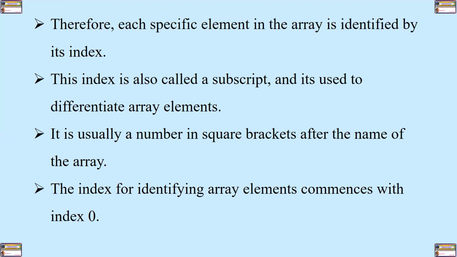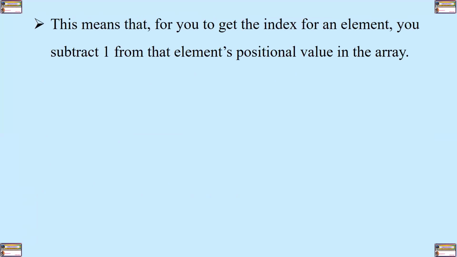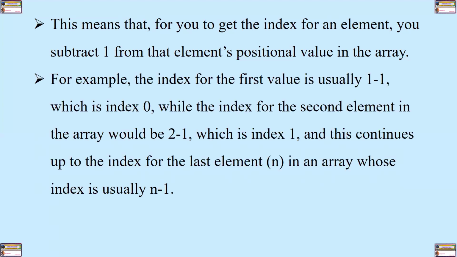So if you are talking about the elements in the first row, the first element in that row will be 0. Second element's index is 1, etc. The same for column. First element in that column, for example, will be 0. The second element in that column will be 1. The third element in the same column will be 2, etc., as we are going to see. Now, this means that for you to get the index for an element, you subtract 1 from the element's positional value in the array. What does that mean?